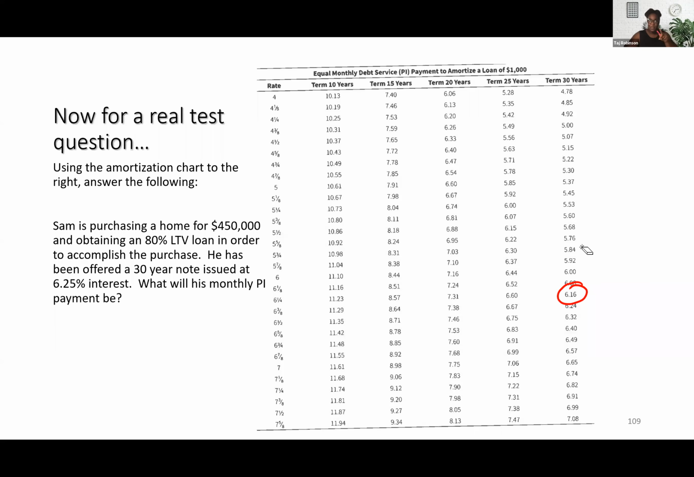It would change it because we're only financing 80%. It changes the amount of the loan, but we're not talking about the amount of the loan yet. Here's what I'm trying to tell you. It doesn't matter what order you do it in. At some point, you're going to have to look up the number on the chart.